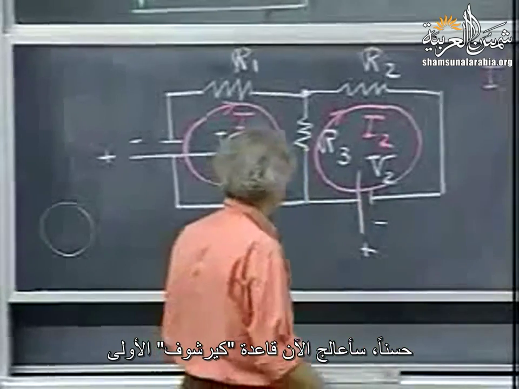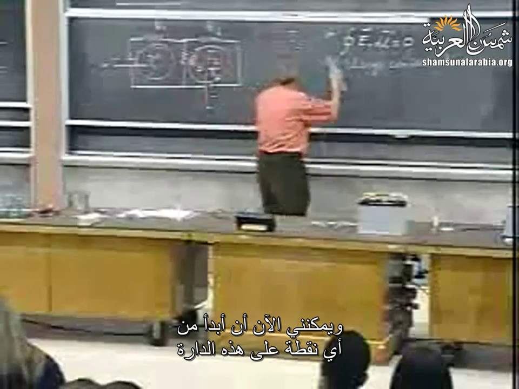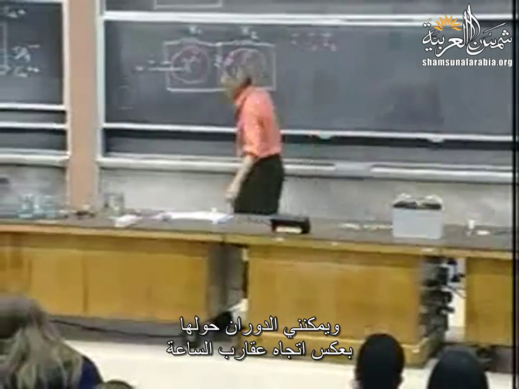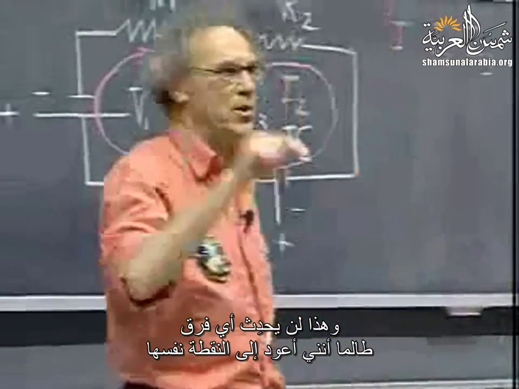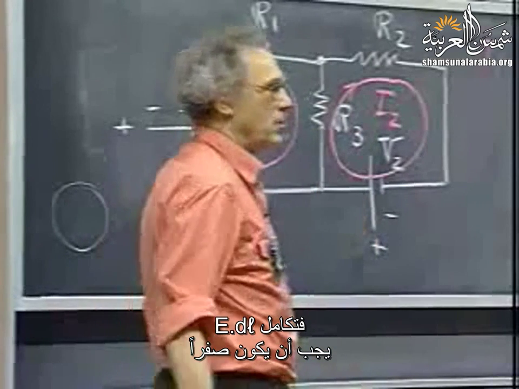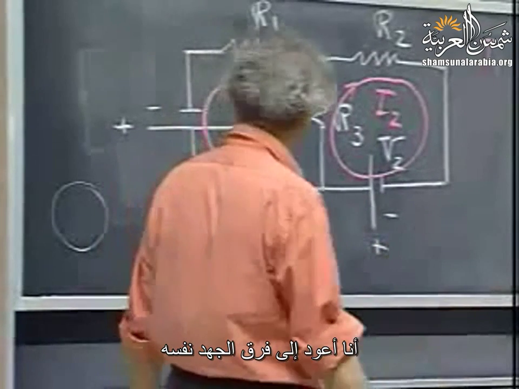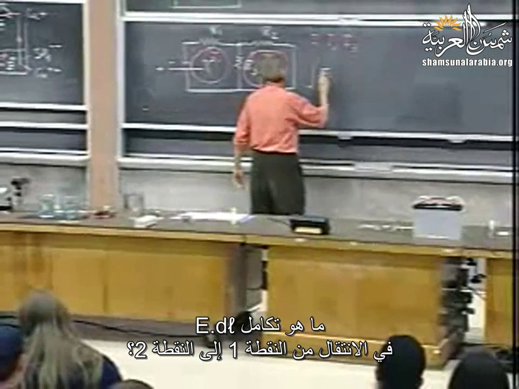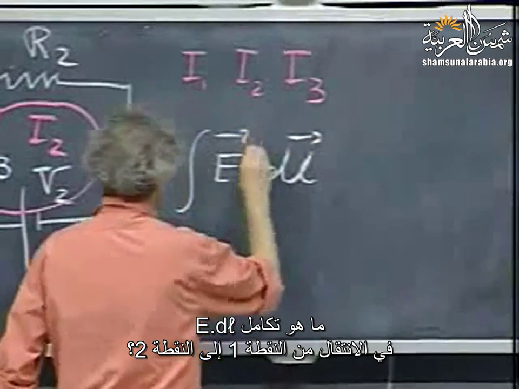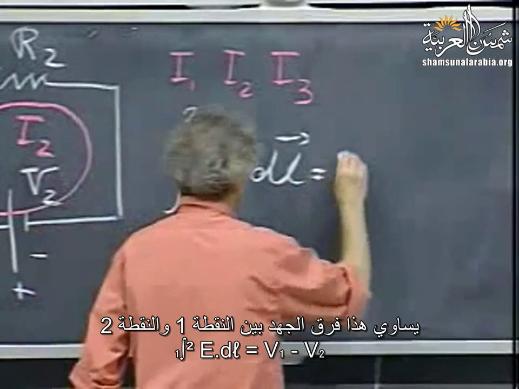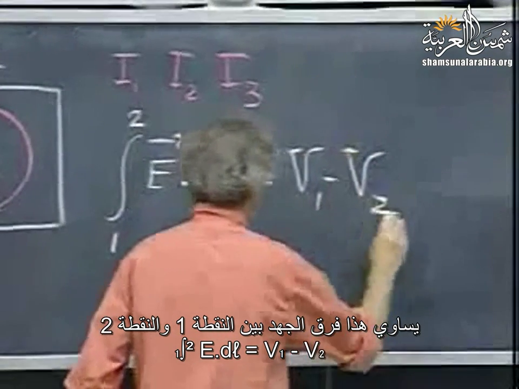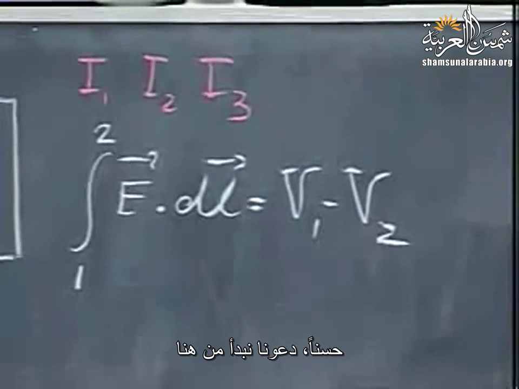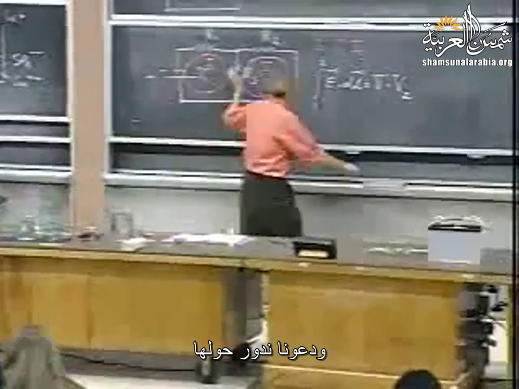So now I go to the first one, and I can start now at any point in that circuit and go around. I can go around clockwise, I can go around counterclockwise, it makes no difference. As long as I return to the same point, that integral E dot dl must be 0. I'm returning at the same potential. What is the integral of E dot dl in going from point 1 to point 2? Well, that's the potential difference between point 1 and point 2. And so let us start here, and let us go around.